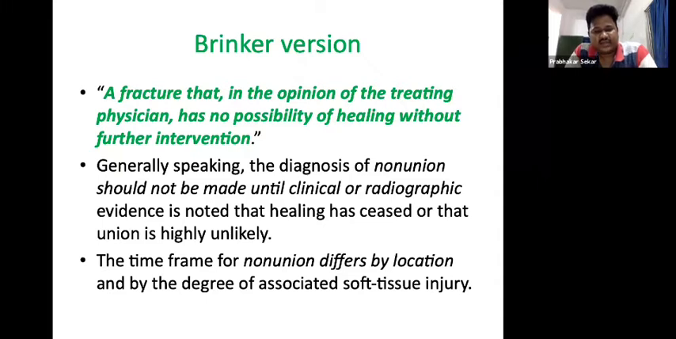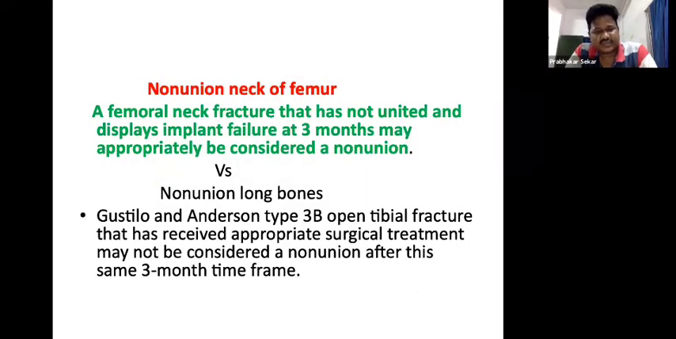The time frame for non-union differs by the location where it occurs and the intensity of the soft tissue injury. Basically, you can define non-union in the fracture neck of femur once it has crossed the period of 3 months, whether with fixation or without fixation, whether it is united or not united. If it is ununited still after 3 months, then you call it non-union.